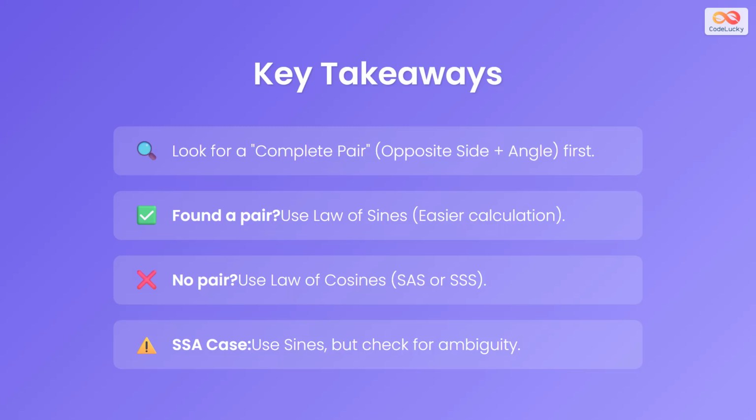To summarize, always look for opposites first. If you find a matching side and angle, the law of sines is your friend. It is generally faster and easier to calculate. If you cannot find a pair, bring out the heavy artillery with the law of cosines. And remember, strictly watch out for the ambiguous case when using sines with two sides and a non-included angle. With this framework, you are ready to conquer any trigonometry problem.